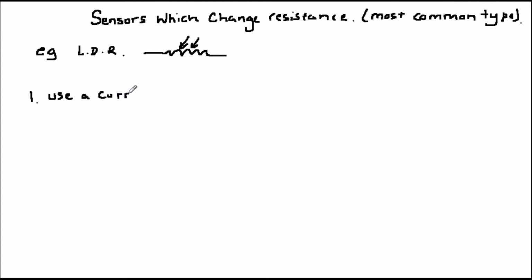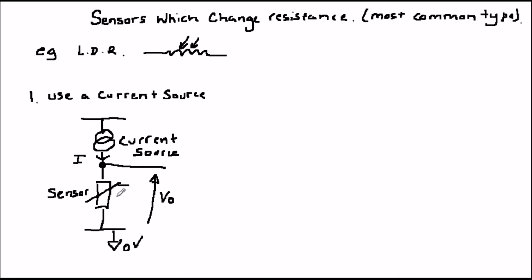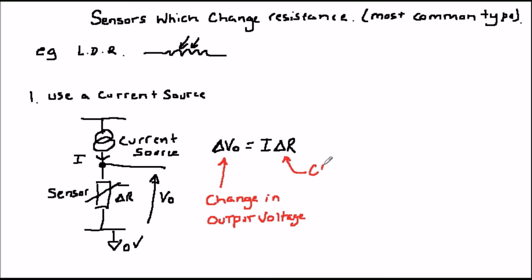The first way is to use a simple current source. As you know, this is a circuit which produces a constant current no matter what voltage is across it, and you can buy simple current sources in small packages. The diagram shows a sensor which changes its resistance by an amount delta R, and we can see from this that we can produce a corresponding change of voltage delta V, which is equal to I, the current from a current source, times delta R.